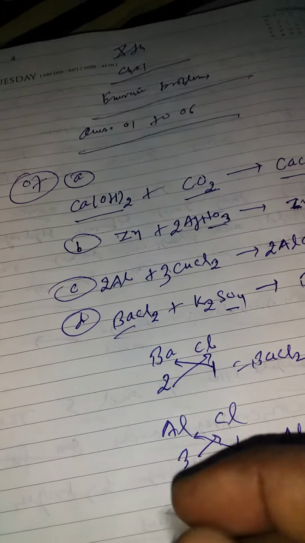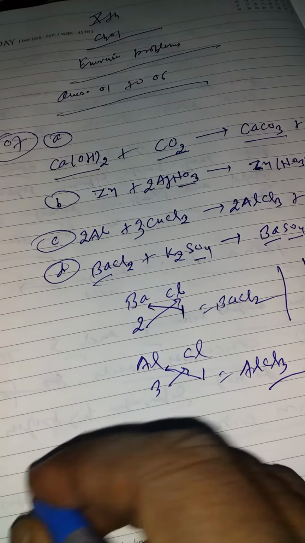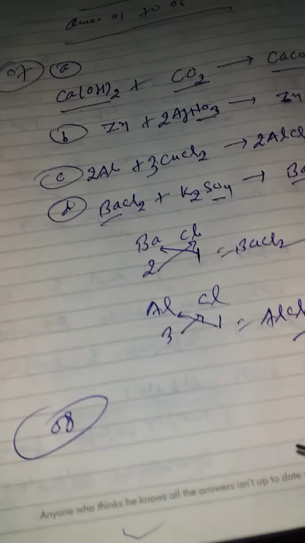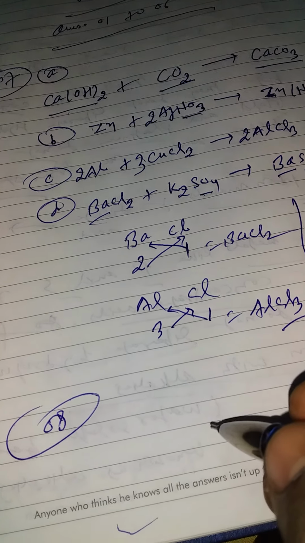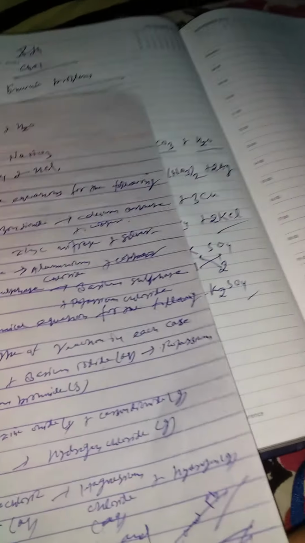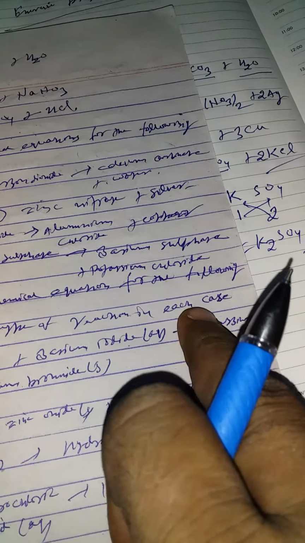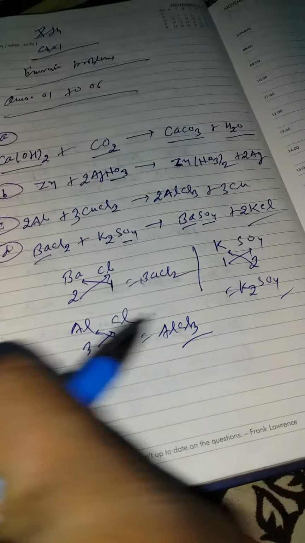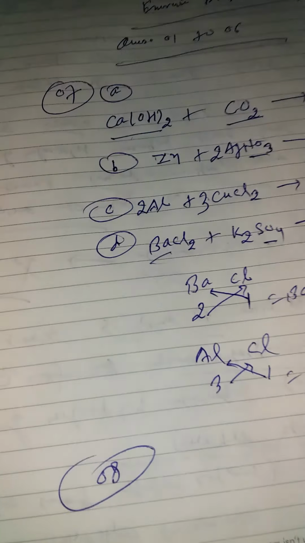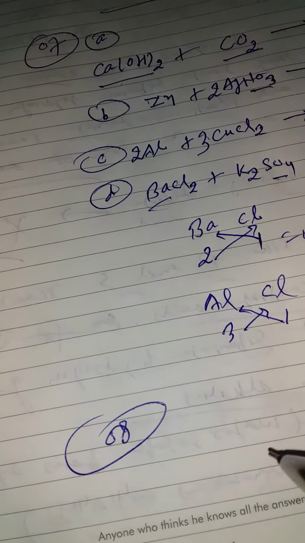Next, question number 8. Write the balanced chemical equation for the following and identify the type of reaction in each case. So we have to write a balanced chemical equation for the following and identify the type of reaction.